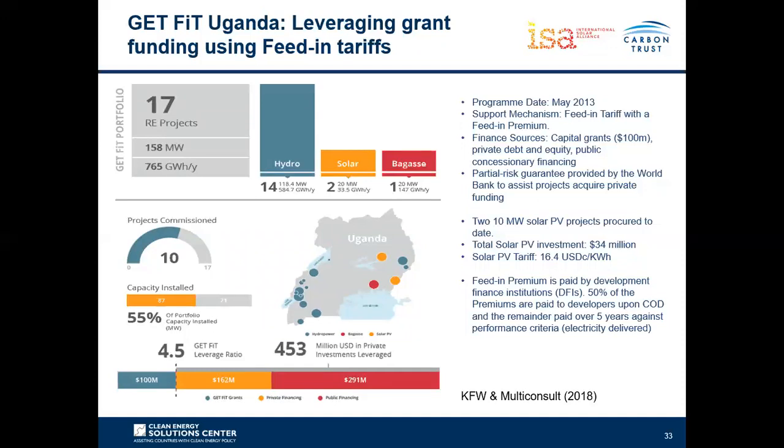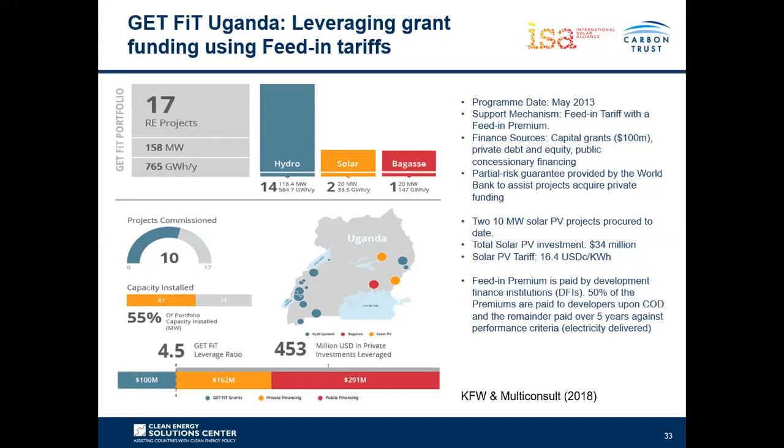So this has been successfully unlocking finance using grant funding, and using a feed-in premium that was paid by the development finance institutions, wherein 50% of the premiums were paid once the project reached commercial operation, and the remaining 50% paid against performance criteria as the electricity was delivered.